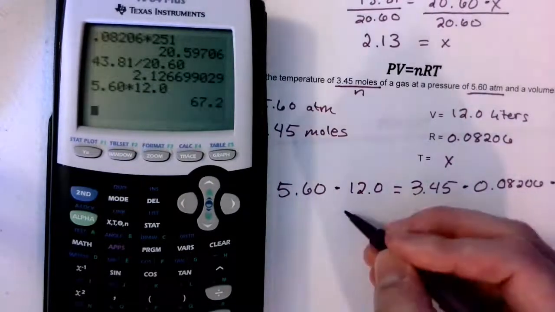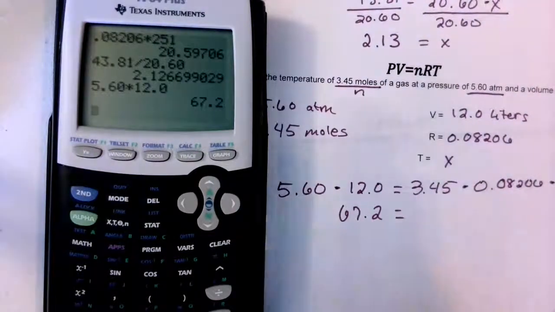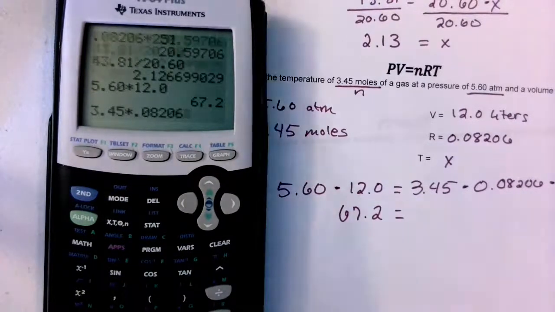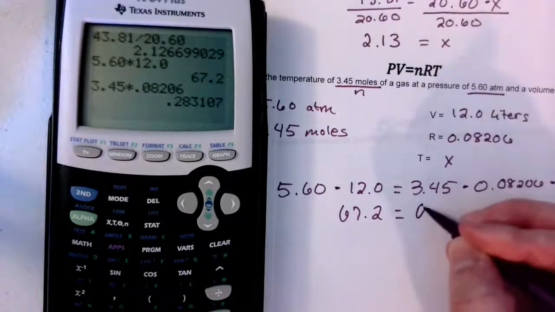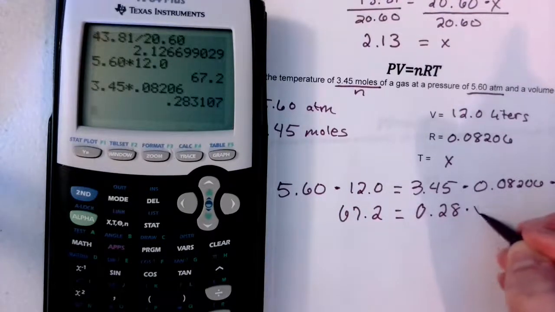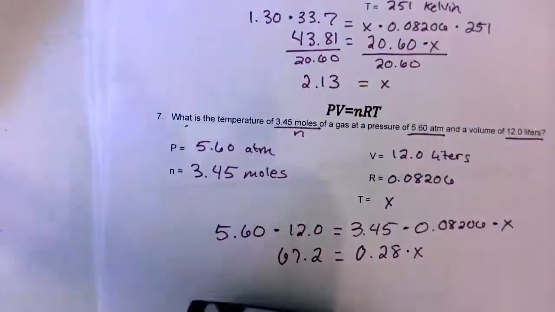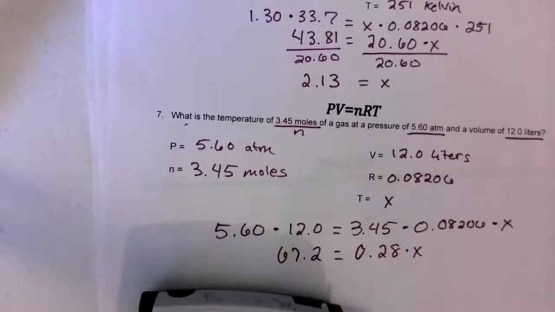Alright, that gives me 67.2 equals 3.45 times 0.08206. Alright, and that gives me 0.28 times X. Because remember, the X is still there, even though you can't see it, it's like trailing off my paper. The X is still there because we don't know what it is yet.